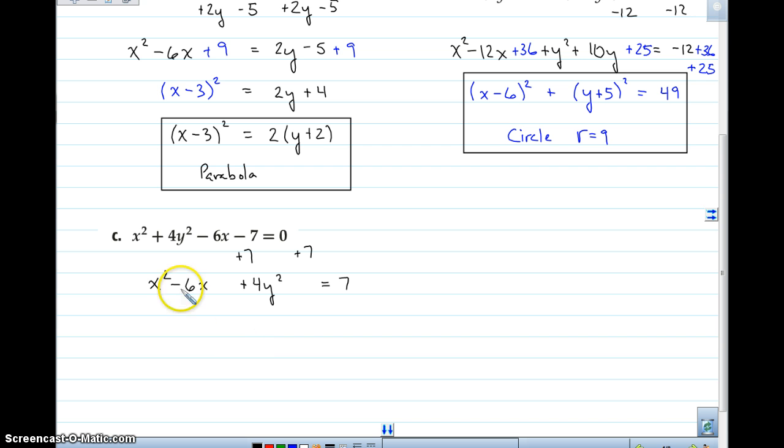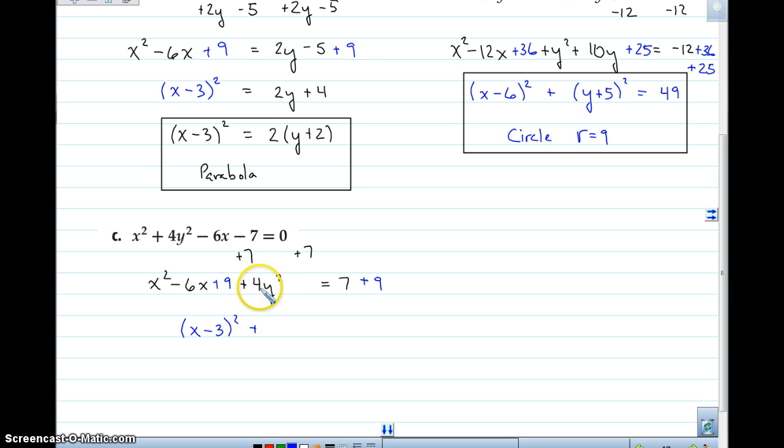And now we need to complete the square. The one that's easy to complete the square for is x squared minus 6x, because there's no coefficient out front, so we add the 9 and add the 9 to this side as well. And so we factor, this is going to be (x minus 3) squared.